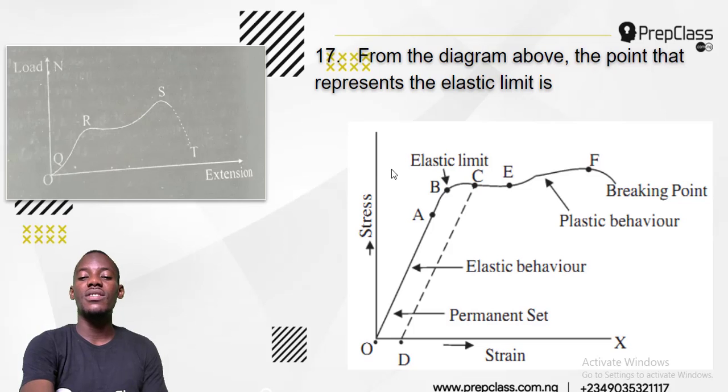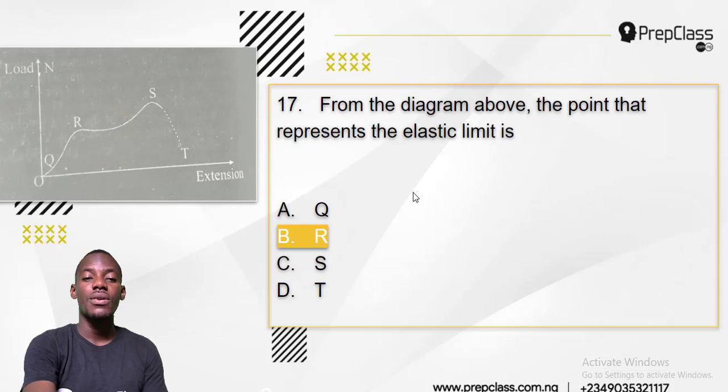And that is just it. The shape looks like M, but the elastic limit is the maximum point of the upward slope, and that is the answer. It is R on my drawing. It is the R point. Let's take number 18 now.